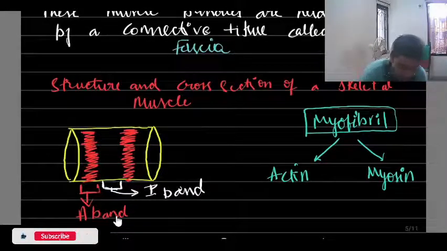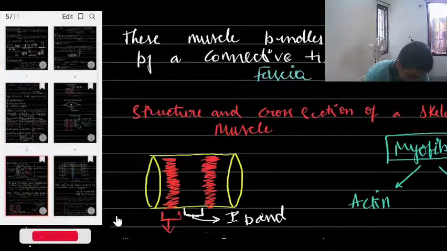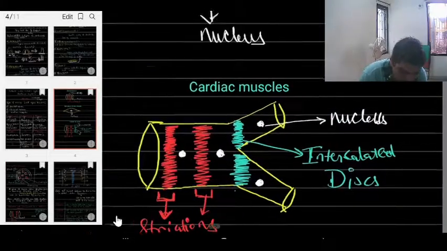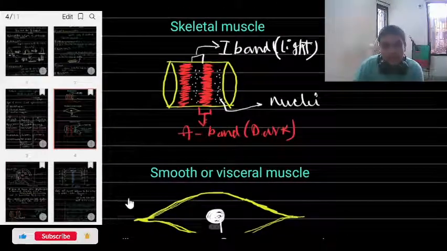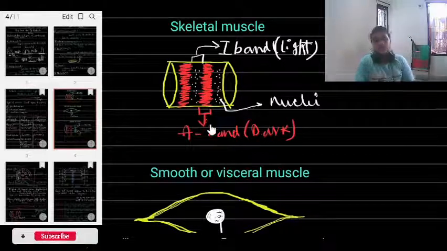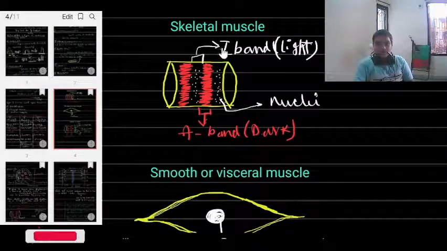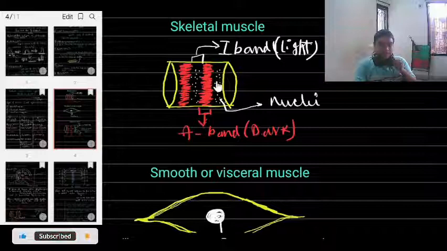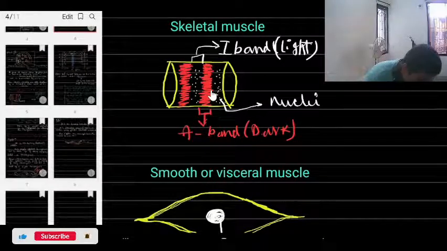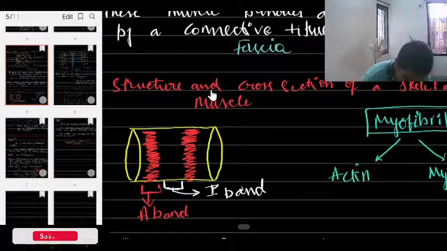Let me show you yesterday's notes which we have written. In yesterday's notes, I band is called the light band and A band is called the dark band, and I have also told you the alternative names for these. I band is also called the isotropic band and A band is also called the anisotropic band. Now let's see the detailed view of this skeletal muscle.